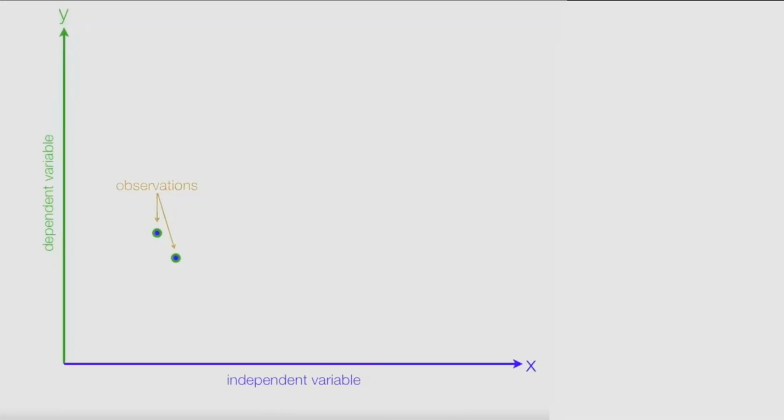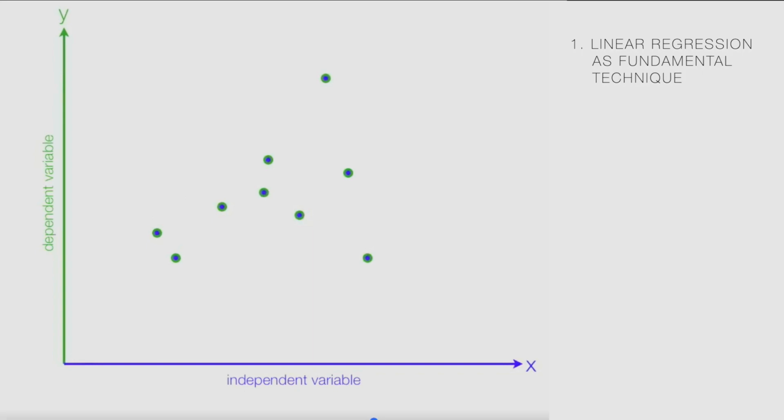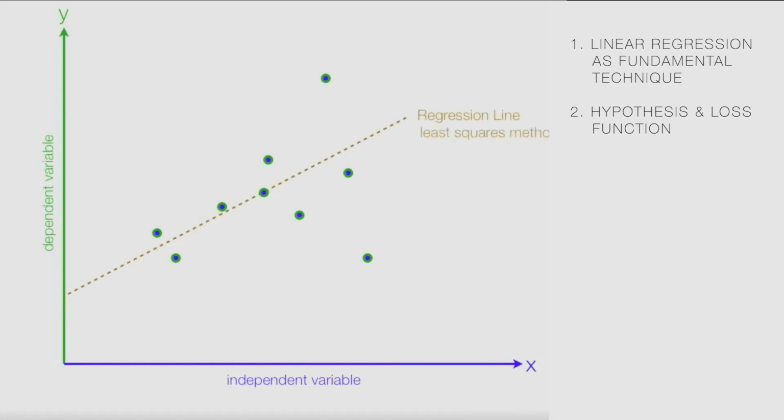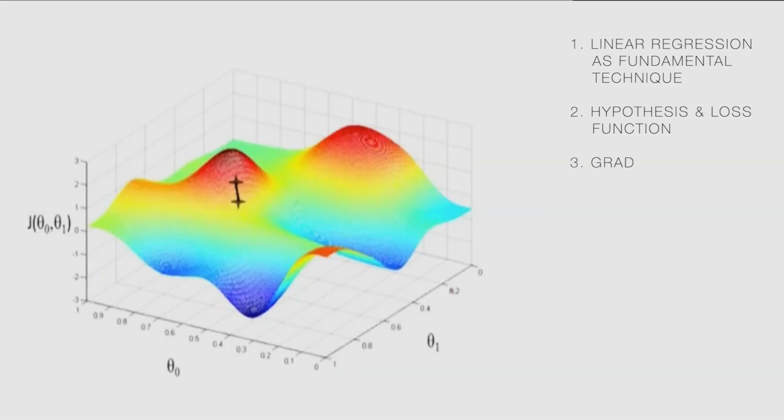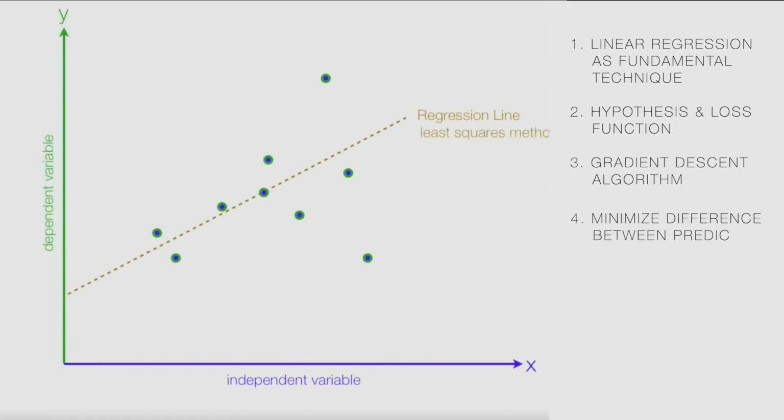First, we learned how linear regression is a fundamental technique for modeling relationships between variables. Secondly, we learned about terms like hypothesis and loss function. And at the end, we learned how to use the gradient descent algorithm to minimize our loss function. Basically, our focus was on minimizing the difference between predicted values and actual data points, and we used the best fit line approach in order to do so.